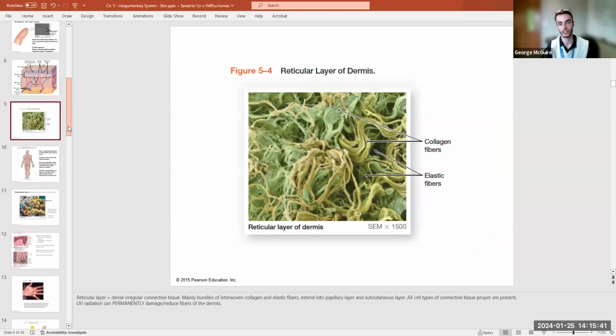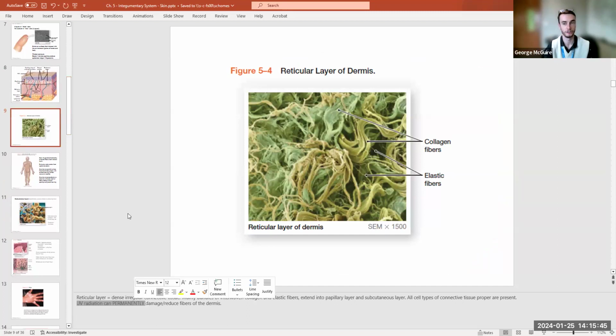It's just a closer look at the reticular layer. Something of note: excessive exposure to the sun will lead to excessive exposure to UV radiation, which can damage multiple parts of our cells, including the DNA. So it can lead to mutations, which would lead to the potential of things like skin cancer.